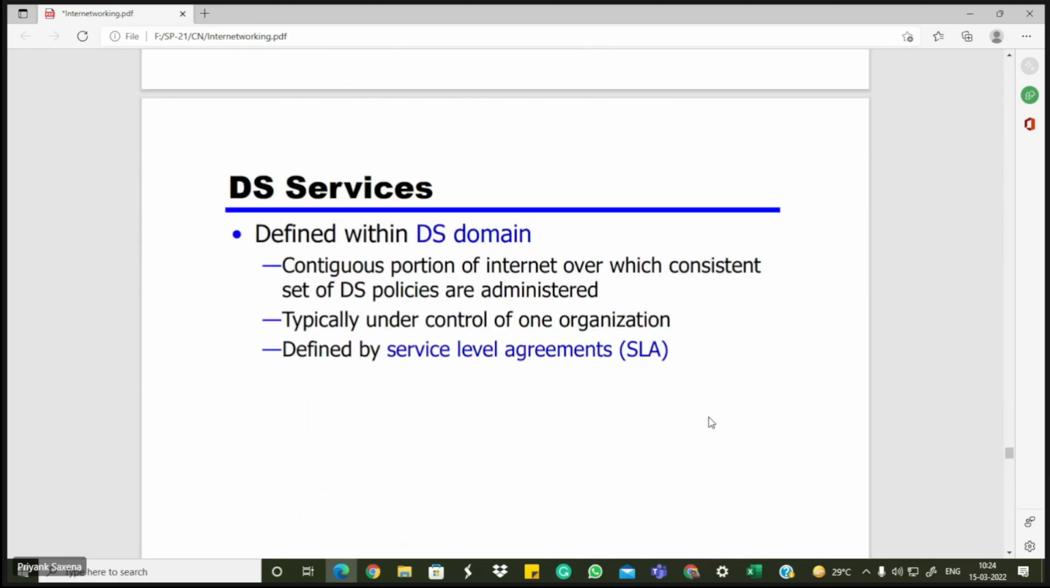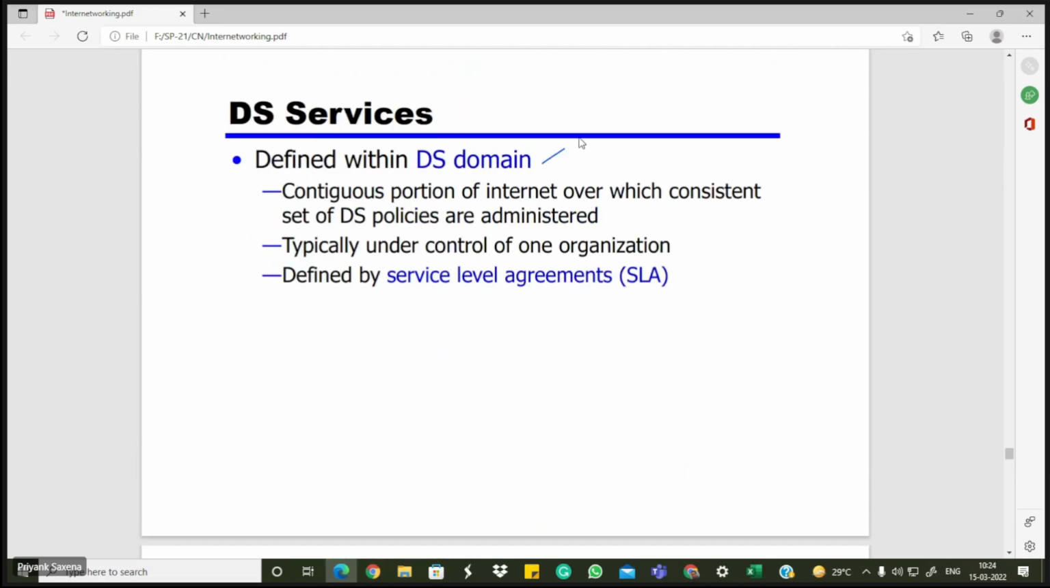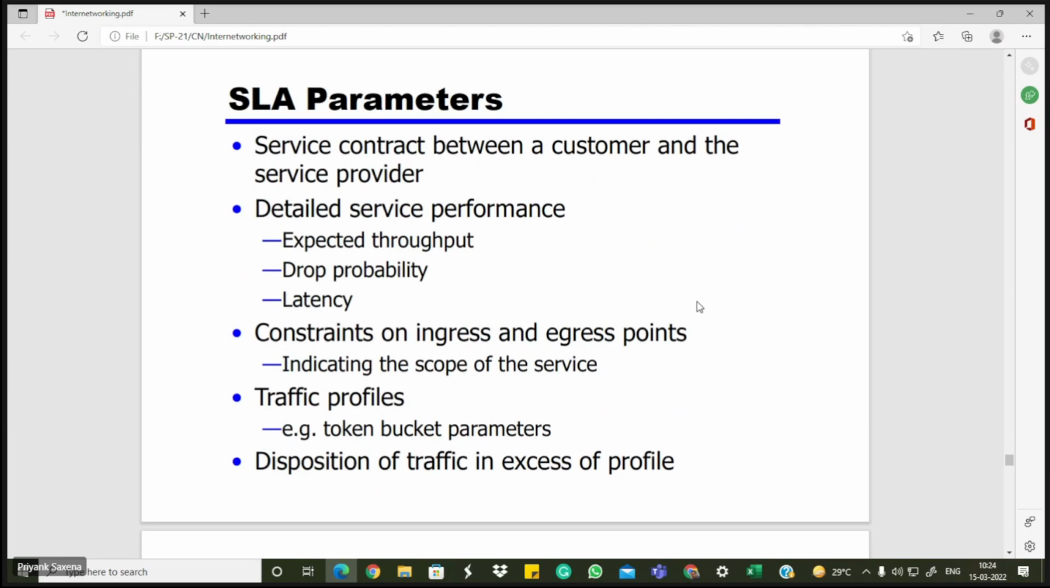DS services are defined within the DS domain. A DS domain is nothing but a contiguous portion of the internet over which a consistent set of DS policies are administered. Typically, it is under the control of one organization or one administrator and defined by a service level agreement. It is a service contract between a customer and the service provider, which lists the detailed service performance, like the expected throughput, the drop probability, the latency, and the jitter. All those things are listed in the service level agreement.